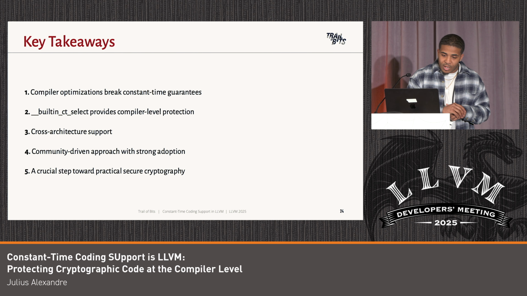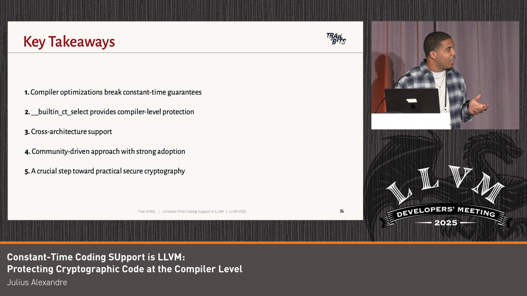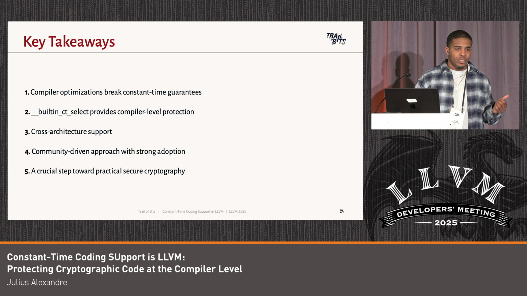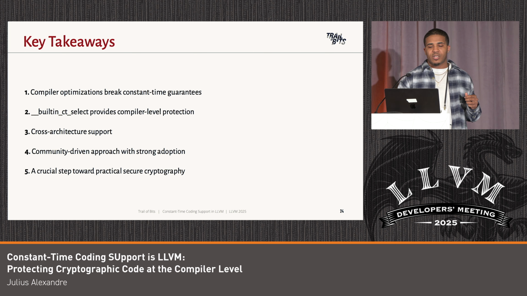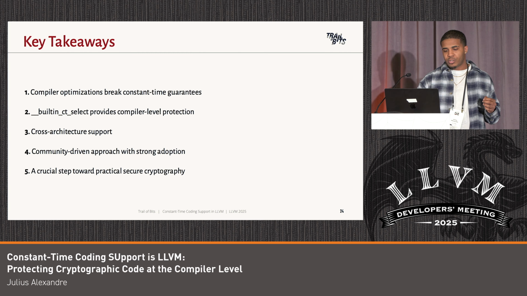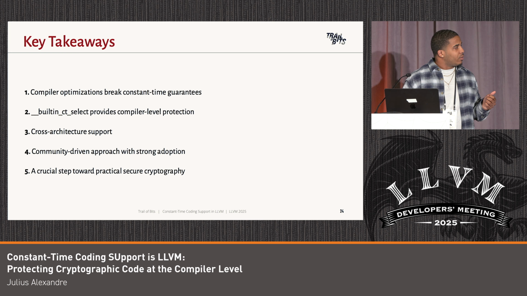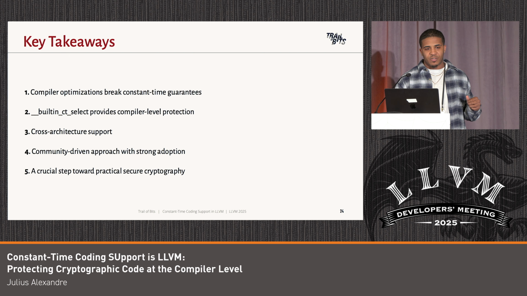Some key takeaways: compilers kill the integrity of cryptographic libraries. Our built-in intrinsics offer a compiler-first concept in terms of having compiler-level protection. It works across multiple architectures, and again, we got really good feedback from the communities. This is a really large step in terms of security for mitigating timing side channel attacks, specifically for branches. And that's it.